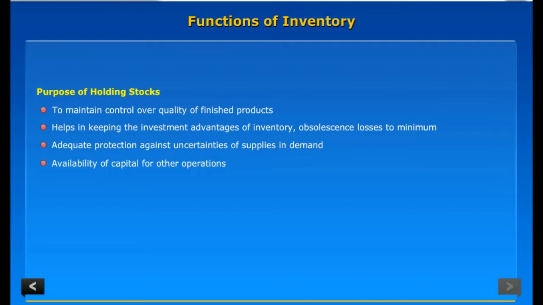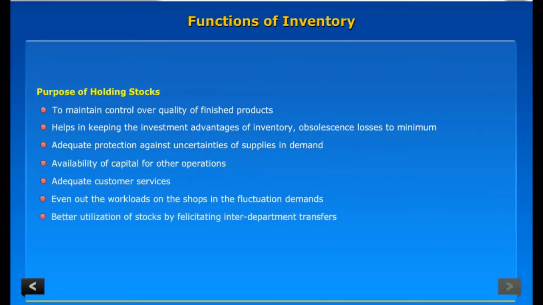Availability of capital for other operations. Adequate customer services. Even out the workloads on the shops in the fluctuating demands. Better utilization of stocks by facilitating inter-department transfers. Provides control over losses and pilferage of materials.